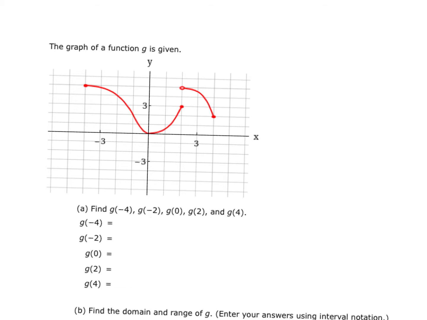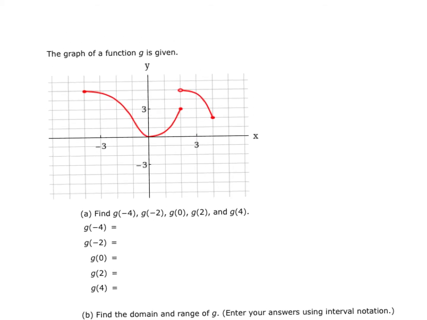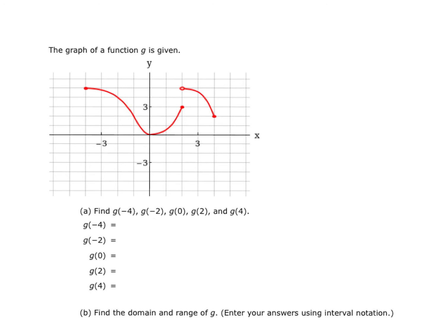Okay, everybody understand? Okay, so if I look at this first question, what are they asking me to do with g of -4, g of -2, g of 0, g of 2, g of 4? What do they tell me to do? They're saying, on the x-axis, go to -4. Tell me what the y value is. On the x-axis, go to 0. Tell me what the y value is. It's as simple as that, guys.